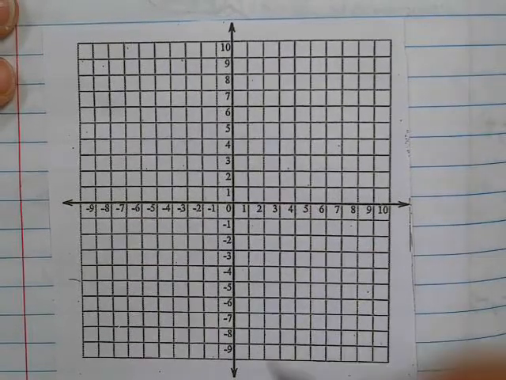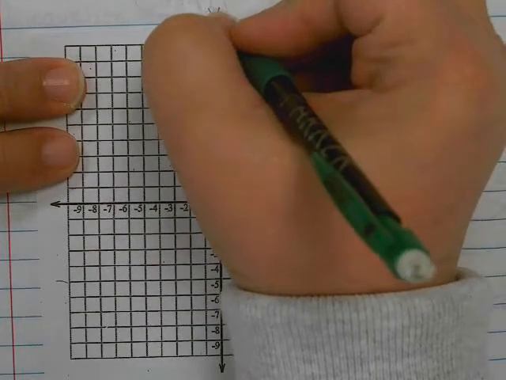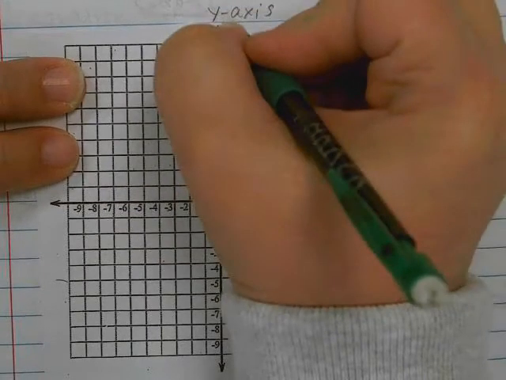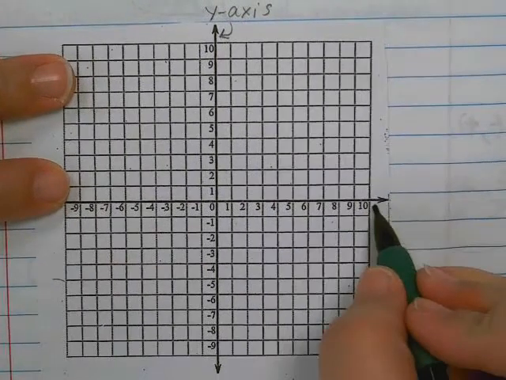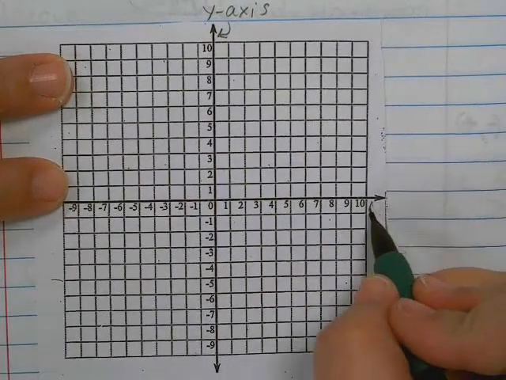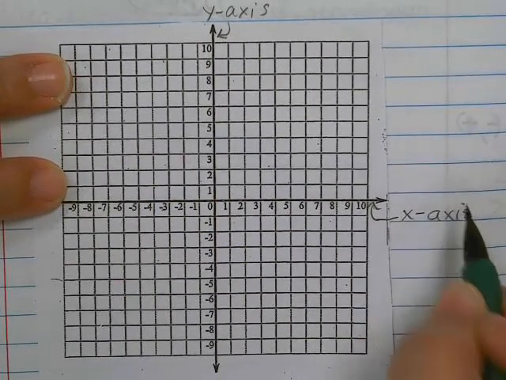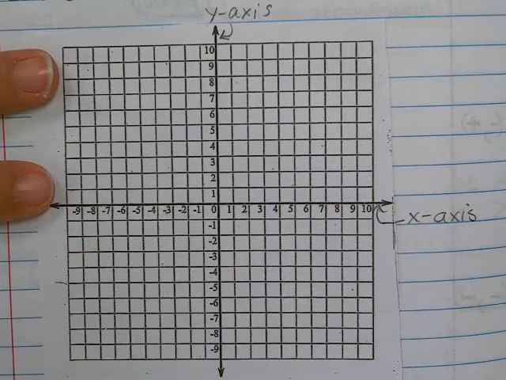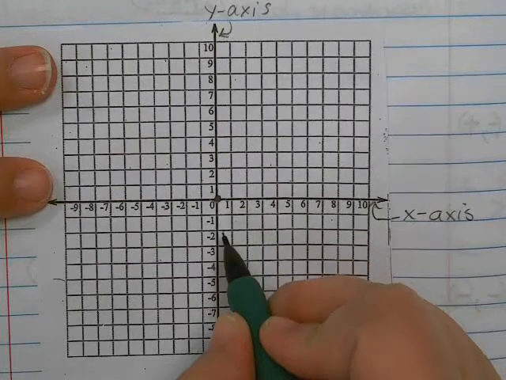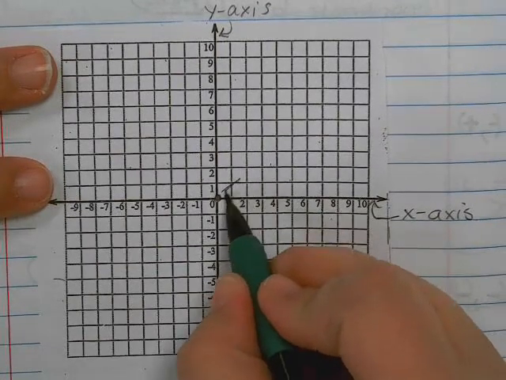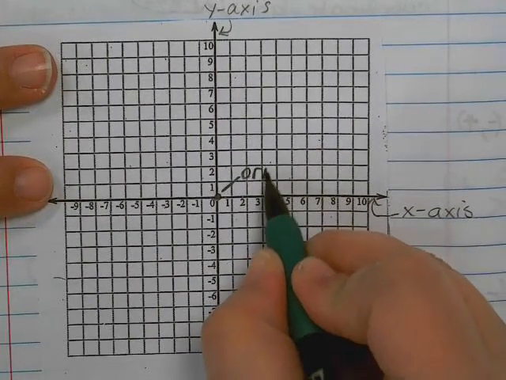So real quickly, we're going to review that the line that goes up and down is our y-axis. That is that vertical number line. Our horizontal number line, if you remember correctly, is our x-axis. We also talked yesterday about this center point where the two lines touch is called the origin, and we're going to talk a lot more about the origin today.